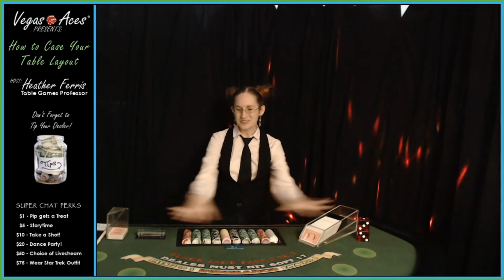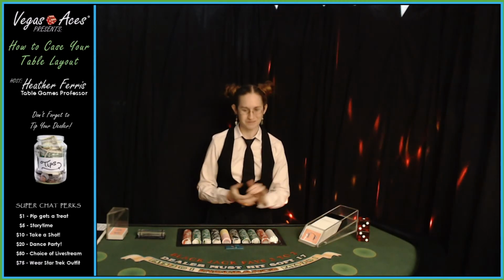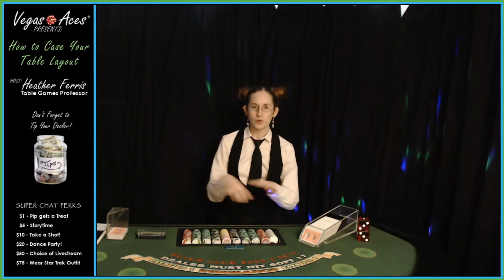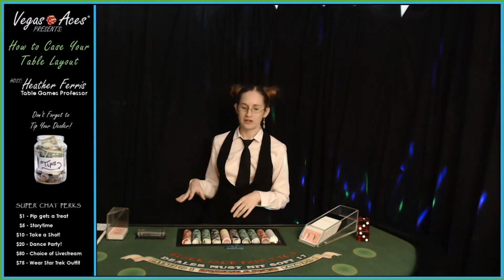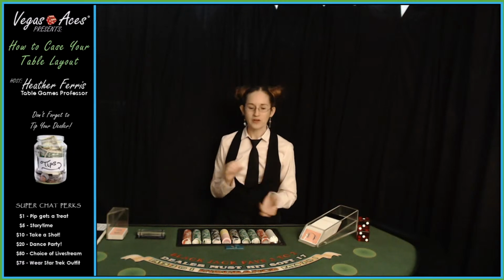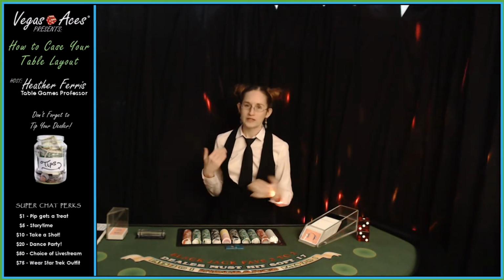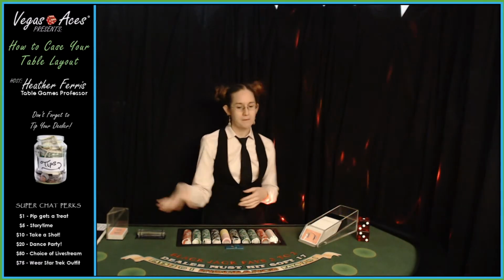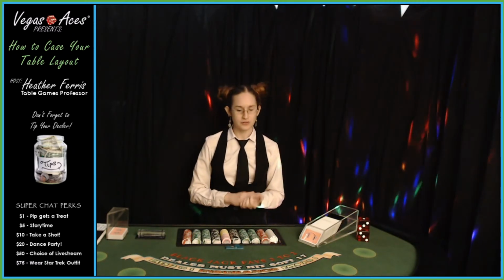Okay, casing your table layout. This is really important, so pay attention. This means that you are looking at your layout and you are observing what's going on. Pay attention to your players. Make sure that there is nothing on the table that shouldn't be there. So when a dealer is casing the layout, the dealer is going to make sure that only the approved items are on the casino layout.